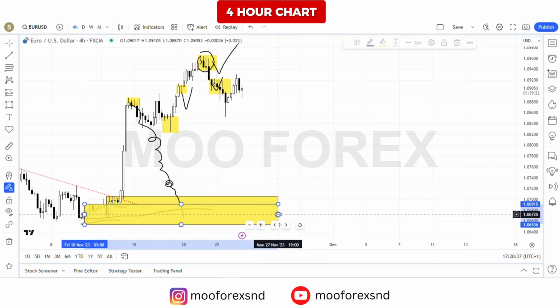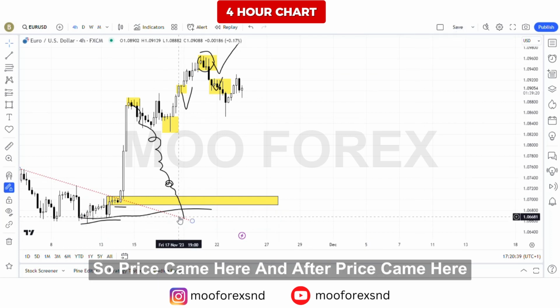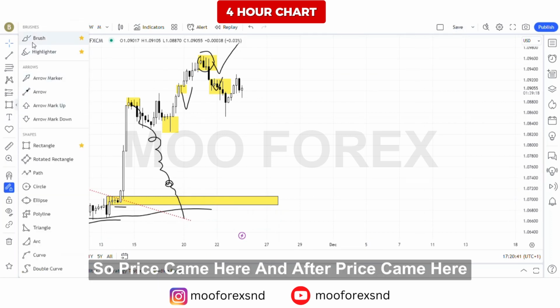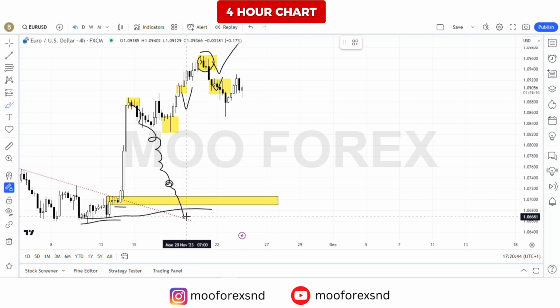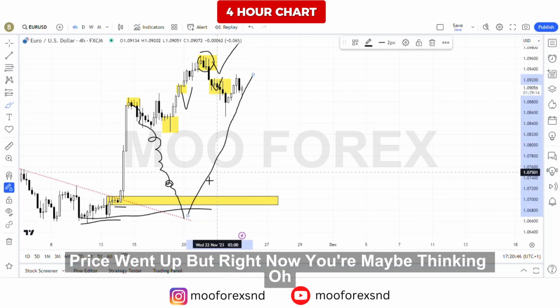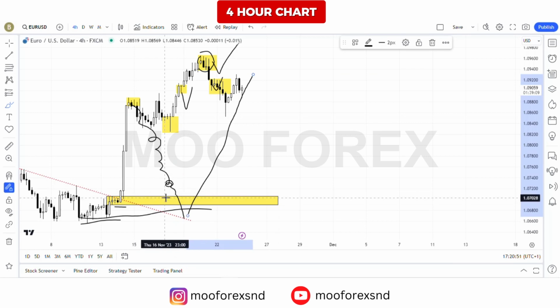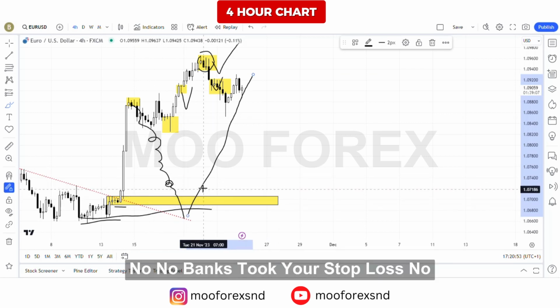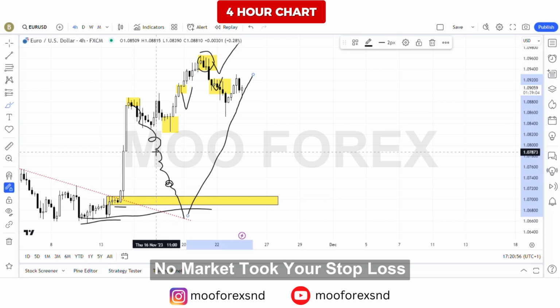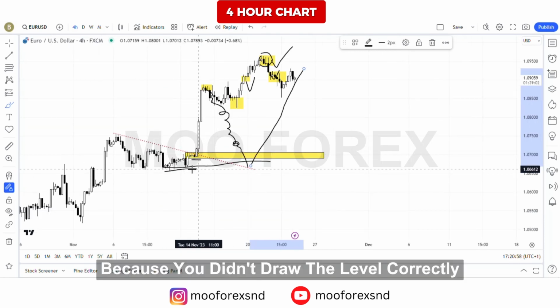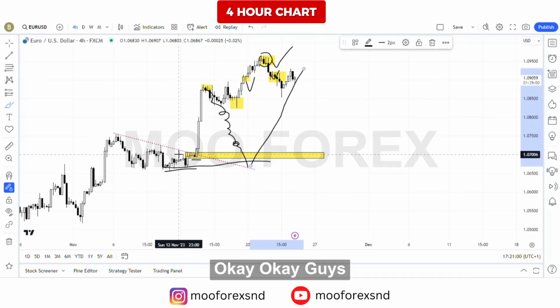You see that? Price came here, and after price came here, price went up. But right now you're maybe thinking, oh, banks just took my stop loss. No, the market took your stop loss because you didn't draw the level correctly.